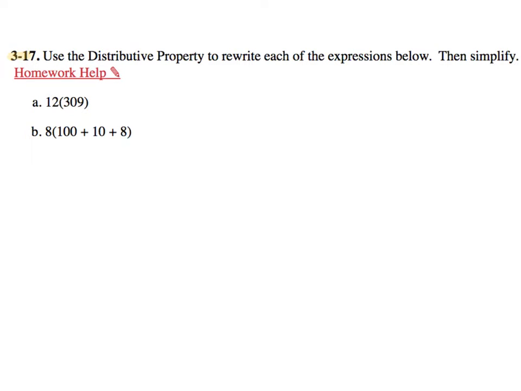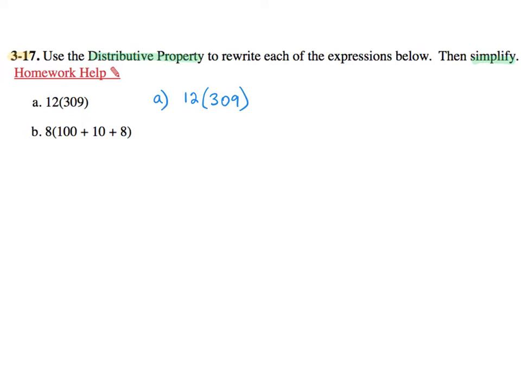Problem 3-17. Use the distributive property to rewrite each of the expressions below. Then simplify. So in this problem, we're being asked to use the distributive property. So we could do it visually, and then we need to simplify and show our work. So pause the video so you can copy the problem down.